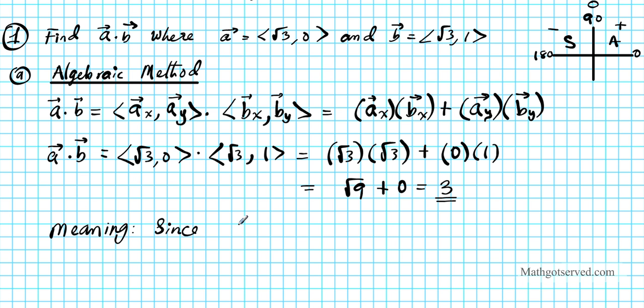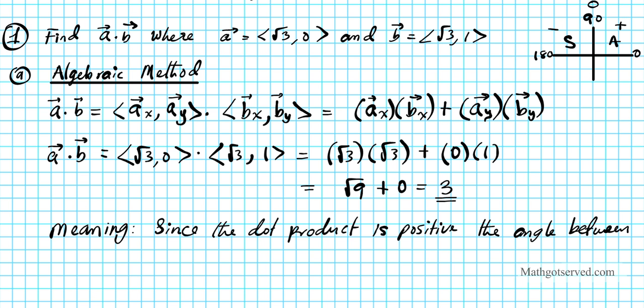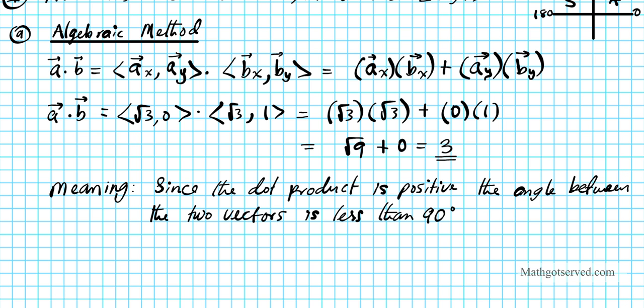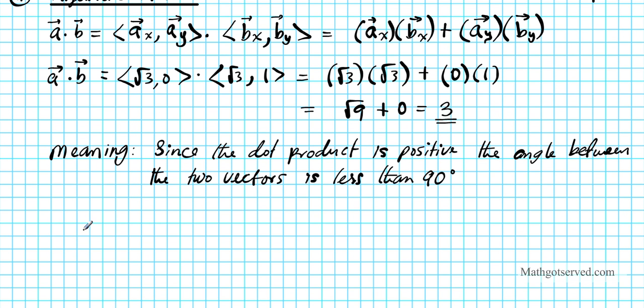Since the dot product is positive, the angle between the two vectors is less than 90 degrees. Remember, if it's 0, it's exactly 90 degrees, and if it's negative, it's greater. We've accomplished our goal using the algebraic method. Now we're going to do the same process using the geometric method.